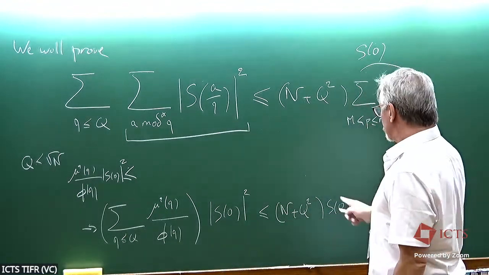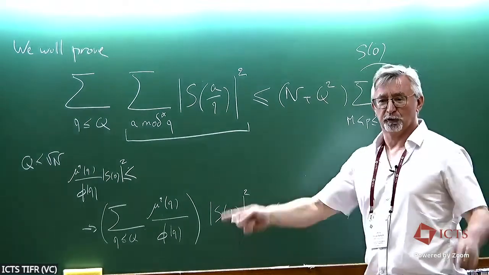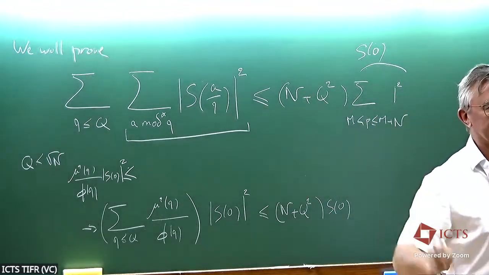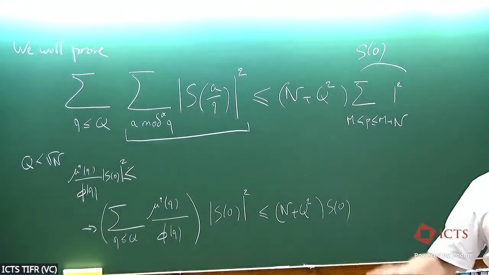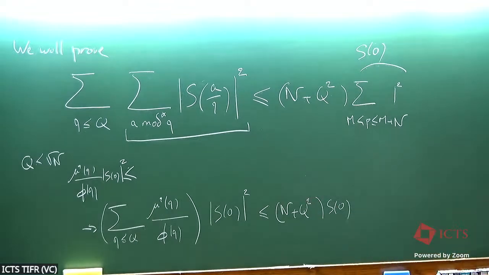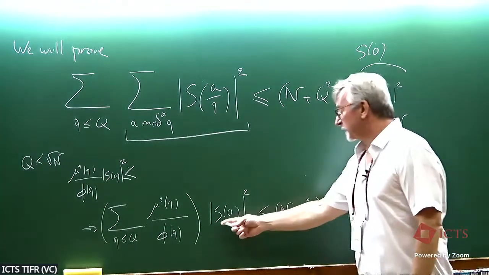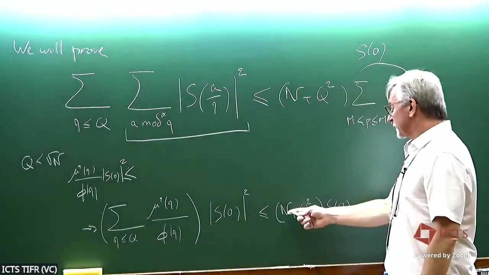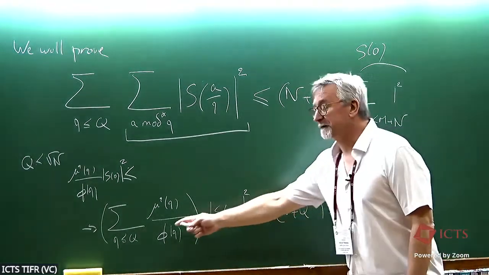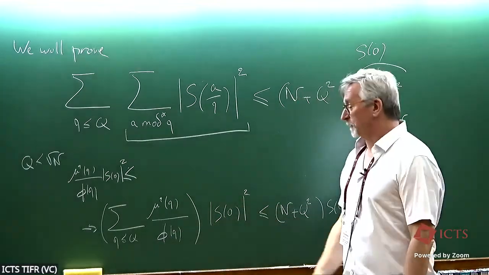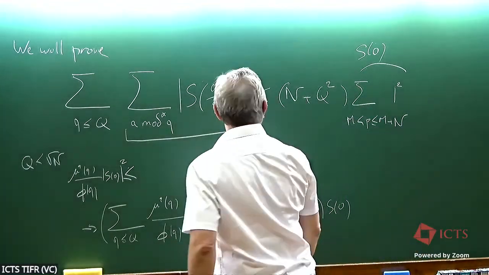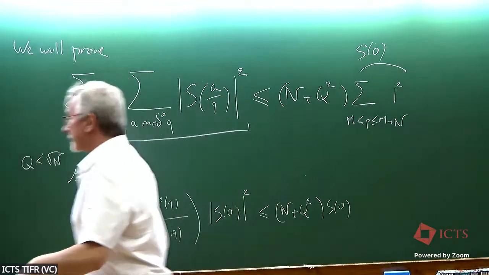What you get, you simplify by S of 0. No, you don't simplify by S of 0. If S of 0 is 0, you're happy. If S of 0 is non-zero, you simplify. And you get that S of 0 is less than n plus Q squared divided by something. So this something, this time I have to go back.